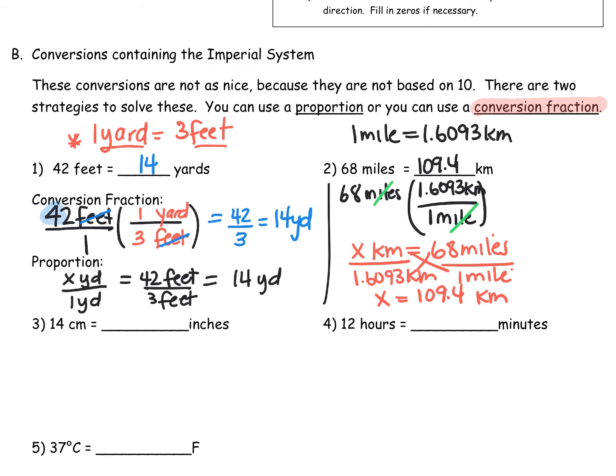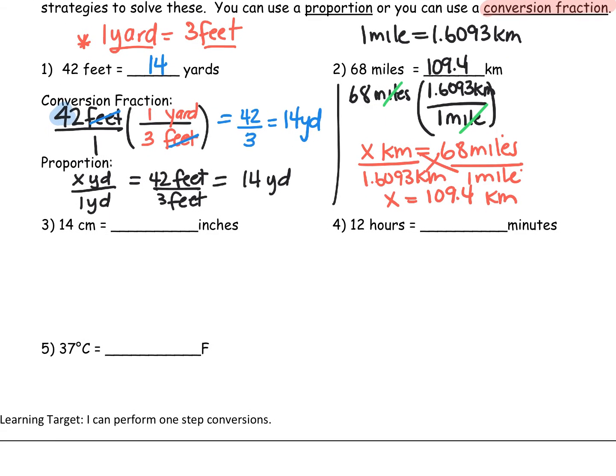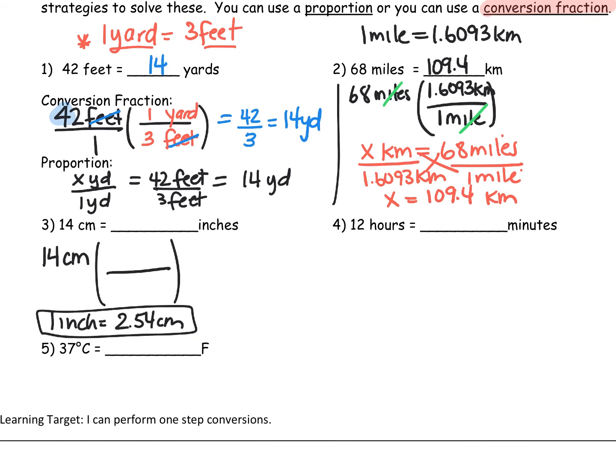In these next examples, I'm going to choose just one and show them. So centimeters to inches, I will do this one with a conversion fraction. So 14 centimeters. Then I'm going to make a fraction. So I find my centimeters and inches. And I can see that 1 inch equals 2.54 centimeters. That's my conversion from my sheet. Okay, so I'm going to set it up. I need centimeters on the bottom, inches on the top. So 1 inch, 2.54 centimeters.